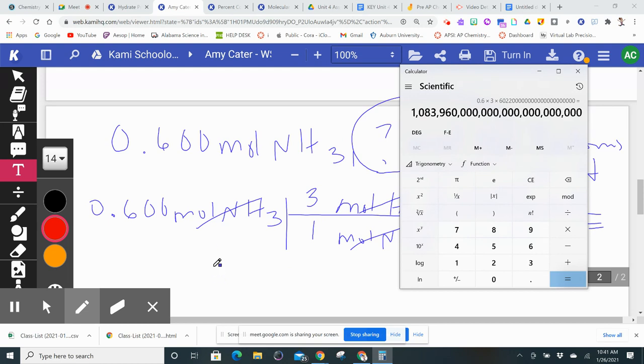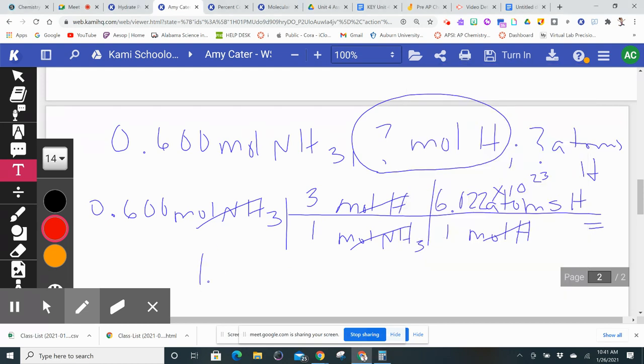So 1.08 times 10 to the 24 atoms of hydrogen, okay? Make sure you get that number, because you've got to know how to use your particular calculator. I can't help you on a test because I probably don't know how to do your calculator.